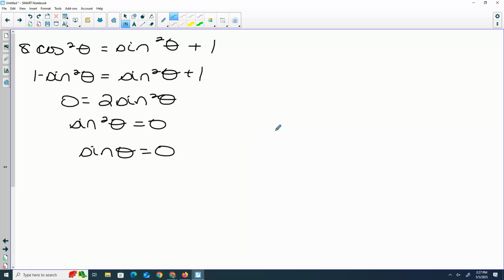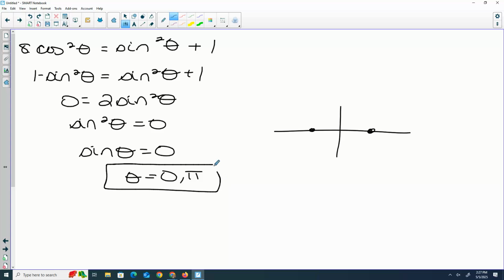So if we think about the unit circle, sine is your y. Y is 0 at 0 and pi. Anything else on the first page?